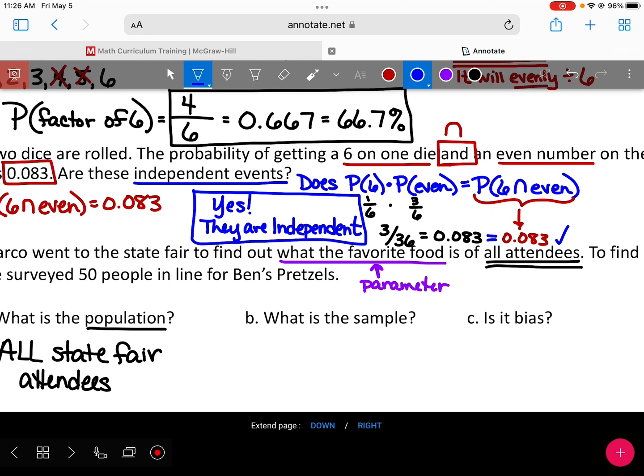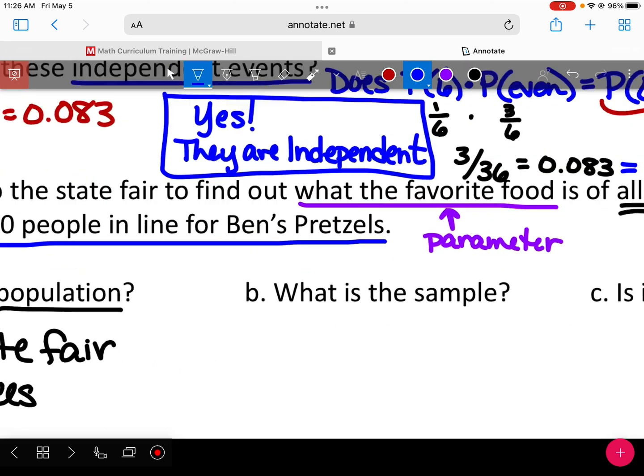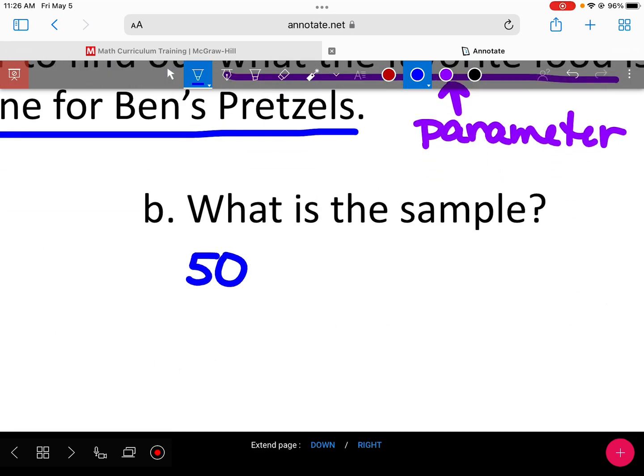What is the sample? The sample is who he actually talked to. Who he wants to know about is the population. The sample is who he actually talked to. Yes, 50 attendees at the state fair in line for Ben's pretzels.